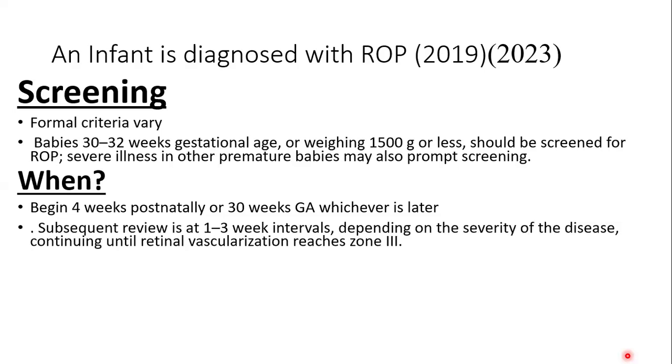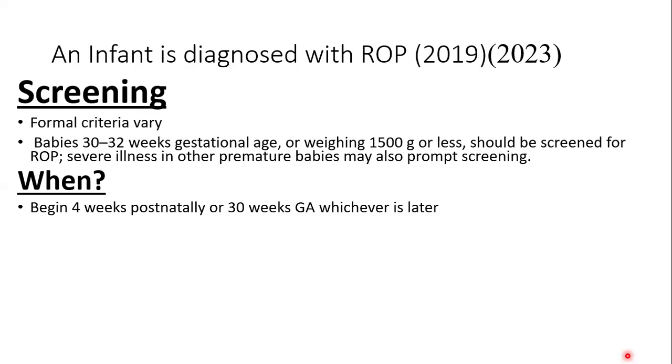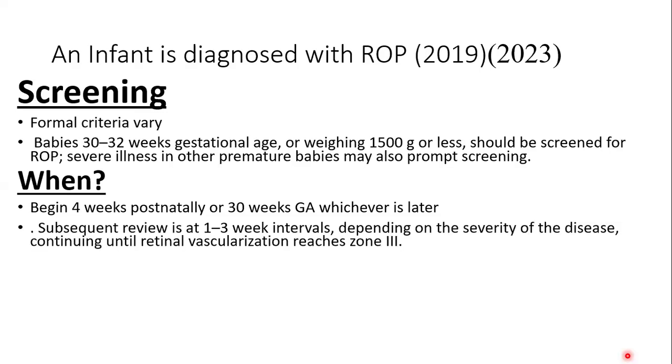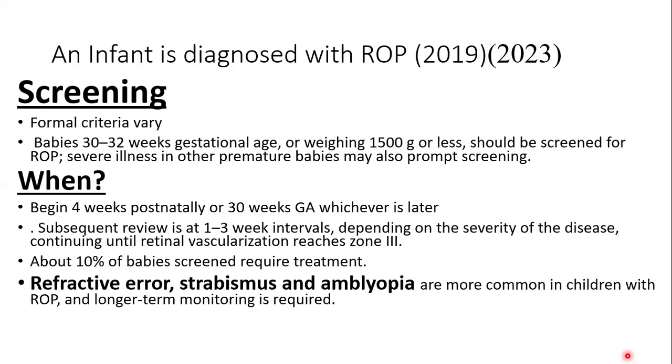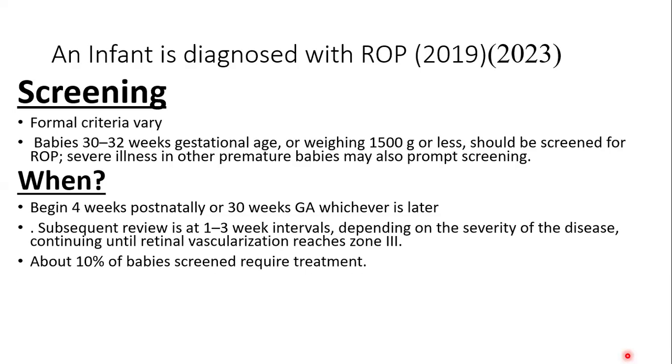And the subsequent review is usually at 1 to 3 week intervals, depending on the severity of the disease. And usually we continue till full retinal vascularization of zone 3. So that is the endpoint of the screening for those babies, whenever the retinal vascularization is complete. About 10% of the babies screened require treatment, and always remember the complications of ROP.